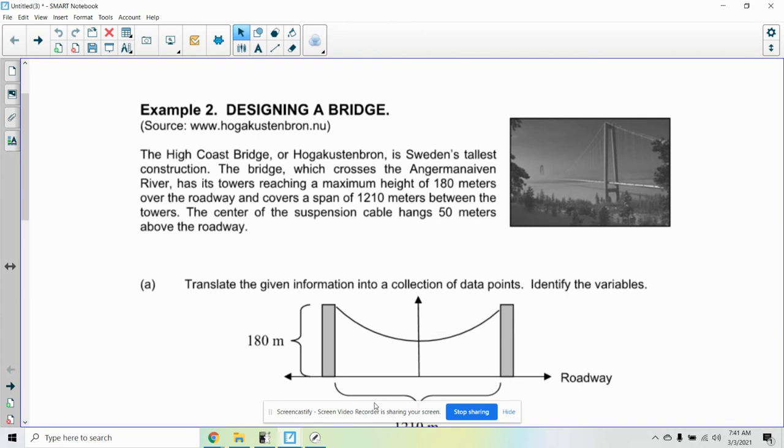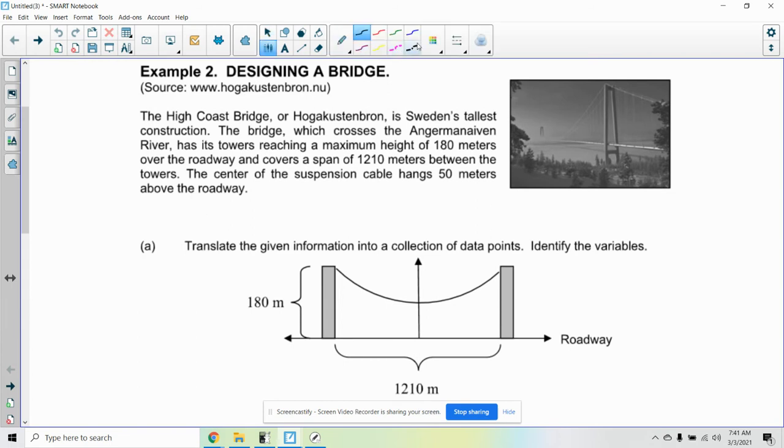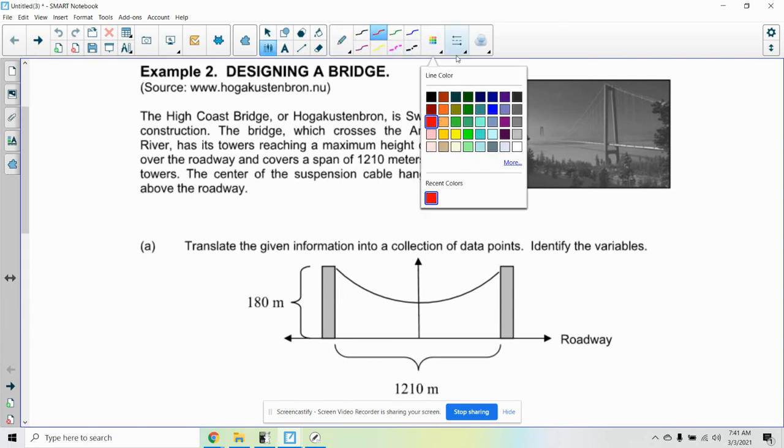So it says the High Coast Bridge, or the Höga Kustenbron in Sweden, is Sweden's tallest construction. The bridge which crosses that river has its towers reaching a maximum height of 180 meters over the roadway and covers a span of 1,210 meters between the towers. The center of the suspension cable hangs 50 meters above the roadway. So translate that information into some coordinates, right? Because we can't find the model of the bridge until we have some coordinates. That's what we have to plug into the calculator.